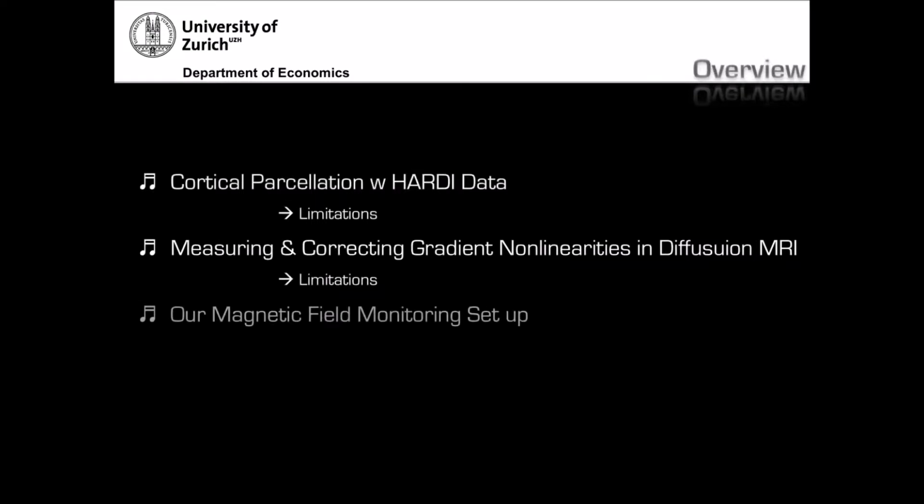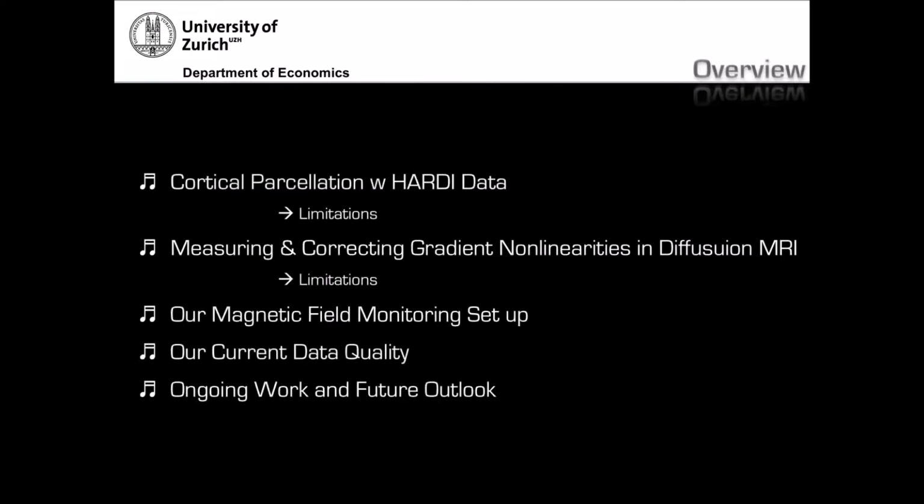Okay, so now we come to my actual presentation. I will talk about cortical parcellation with high angular resolution diffusion imaging data. That's what I would like to do in my lab. And I will talk about the limitations that we ran into previously. Also, I talk about another application, which is measuring and correcting gradient nonlinearities in diffusion imaging and the limitations thereof.